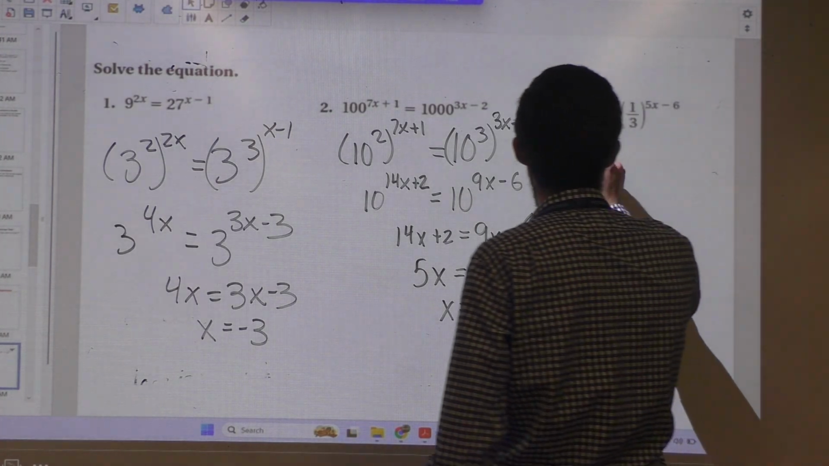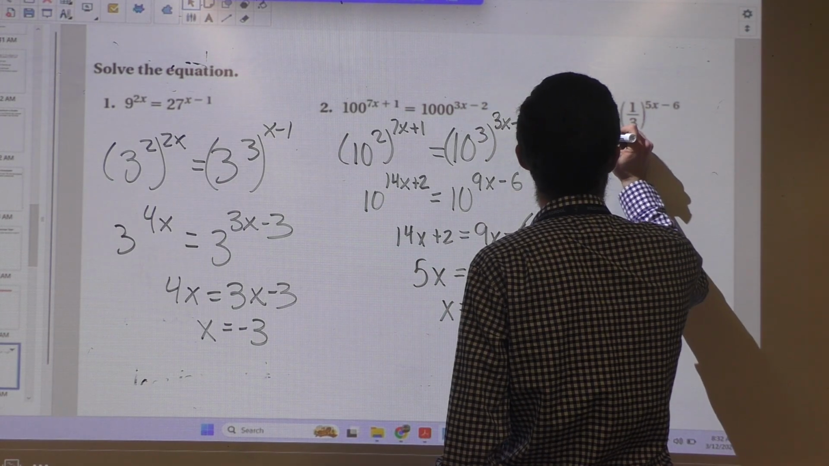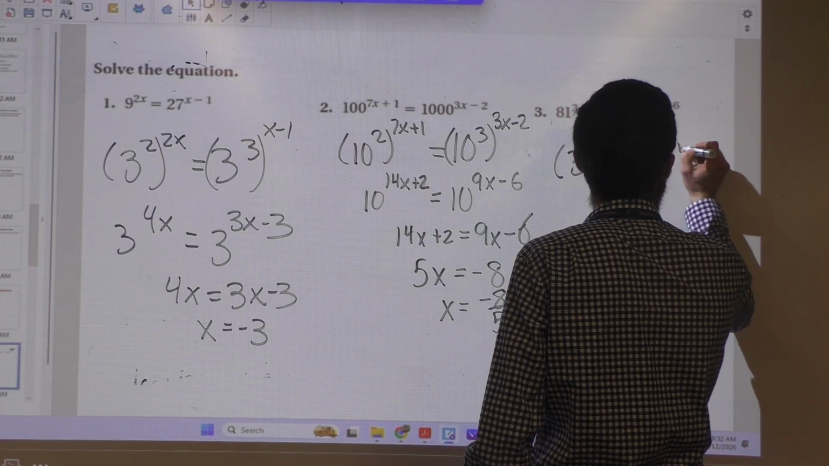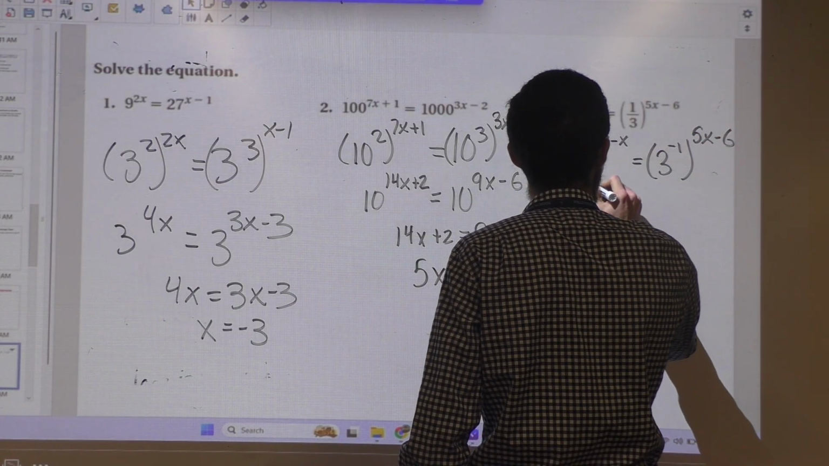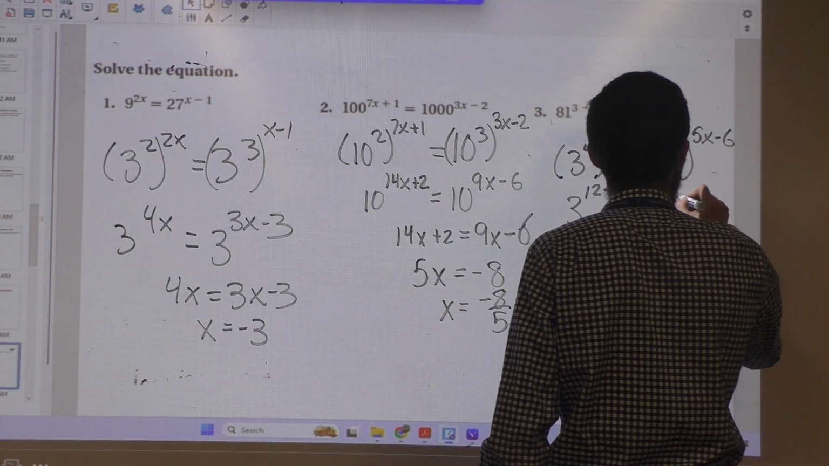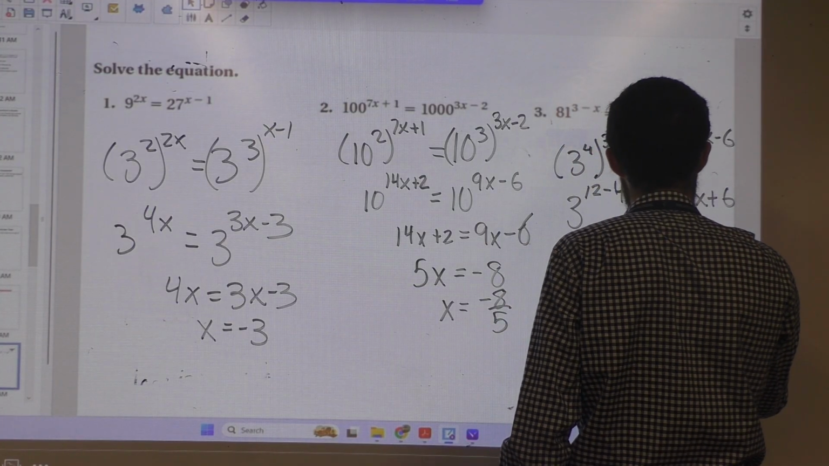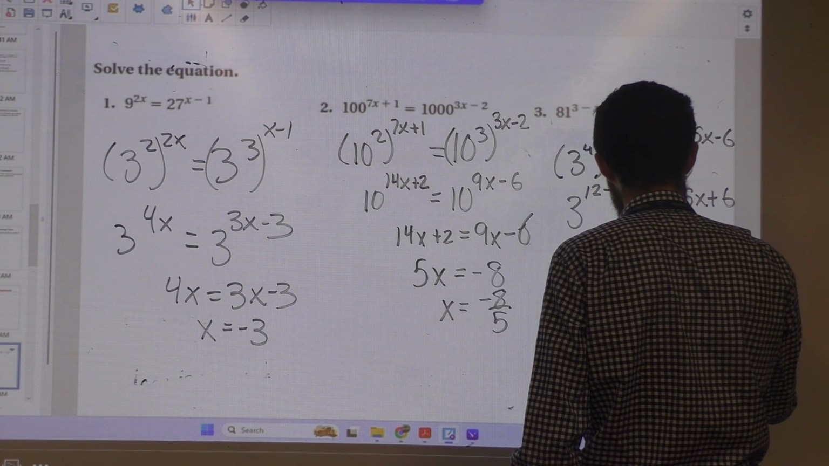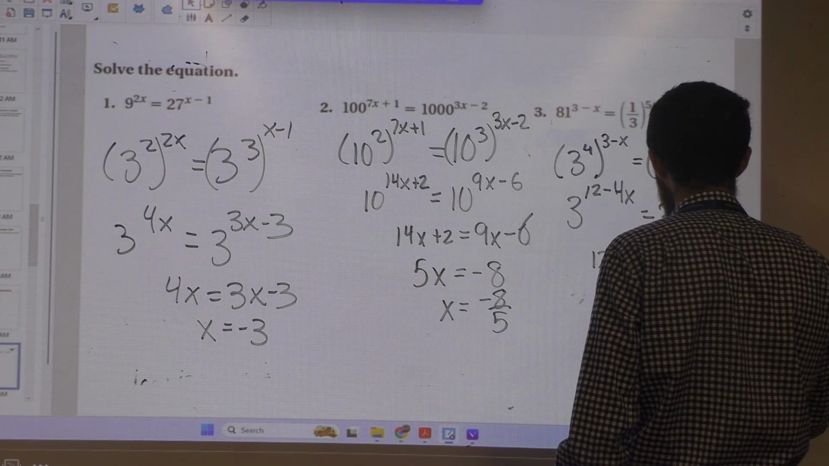All right, 81 is 3 to the 4th, because 3 to the 3rd is 27, so it's got to be the next one. 3 minus x. 1/3 is 3 to the negative 1st, 5x minus 6. 3 to the 12 minus 4x equals 3 to the negative 5x plus 6. 12 minus 4x equals negative 5x plus 6. On the left side, I could get an x and then subtract over the 12 and get negative 6.